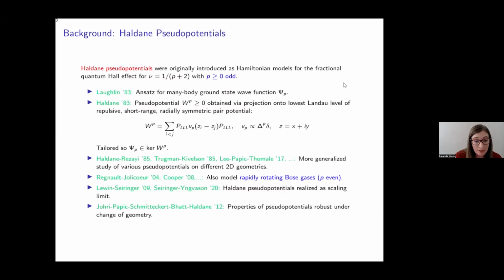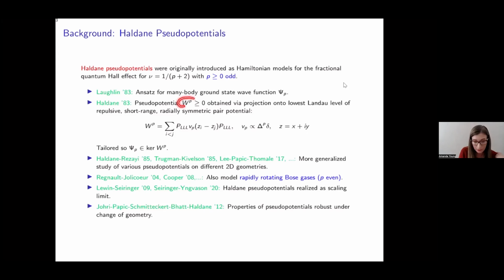All right, so Haldane pseudopotentials were first introduced as Hamiltonian models for the fractional quantum Hall effect. The physical system to keep in mind is charged degrees of freedom interacting on a two-dimensional manifold on which a perpendicular magnetic field is acting. Theoretical models for the fractional quantum Hall effect date back to Laughlin and his famous ansatz for the many-body ground state wave function. Shortly thereafter, Haldane introduced his family of Haldane pseudopotentials.